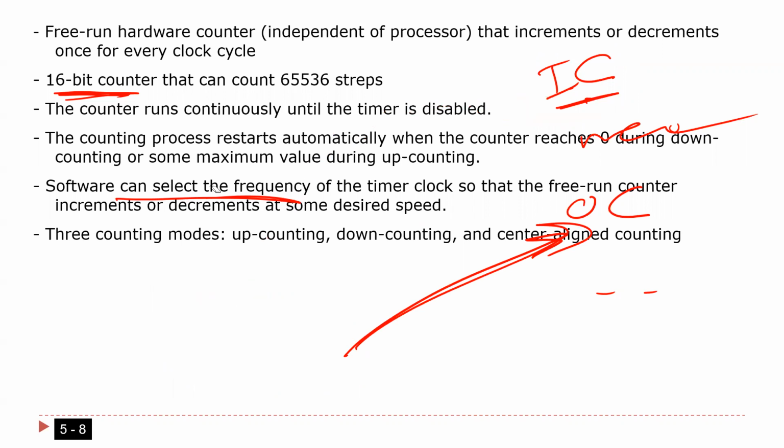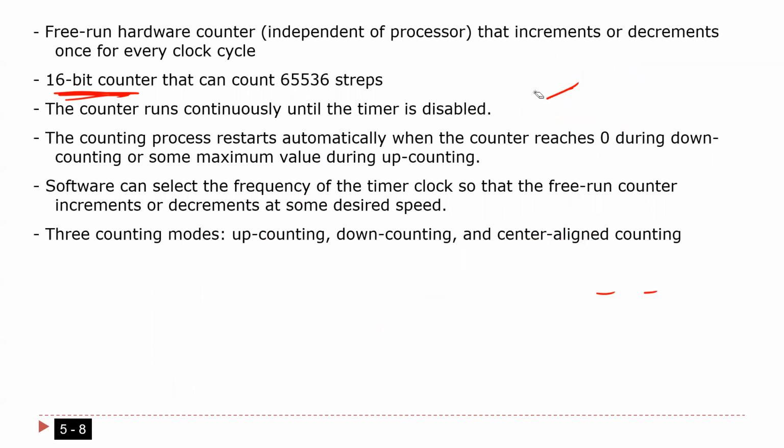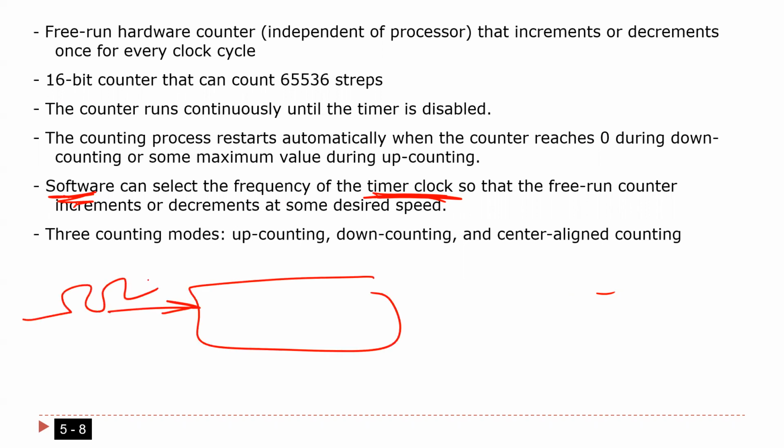So we have a counter here, as you see, guys. This counter is 16-bit, as I told you. It runs continuously. Also in software, you can do some initialization to control the clock. As I told you, guys, here we have a clock. For sure, the higher the frequency, what does it mean? It means it's going to count fast.